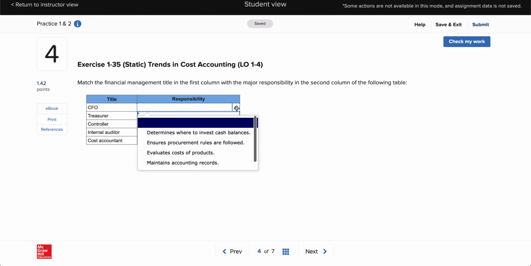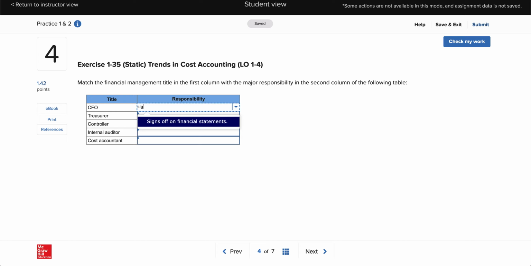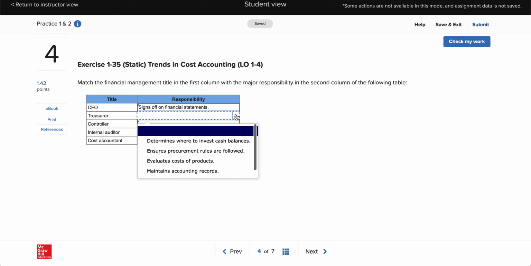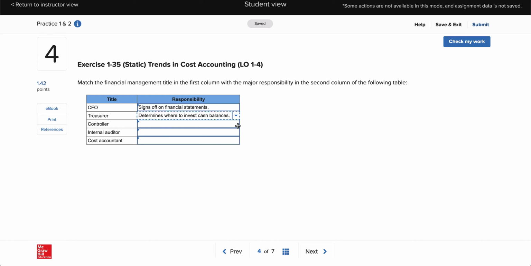The CFO is the one who is going to sign off on the financial statements. The treasurer is the one who determines where to invest cash balances. And this is just information that you would find straight out of the book here.